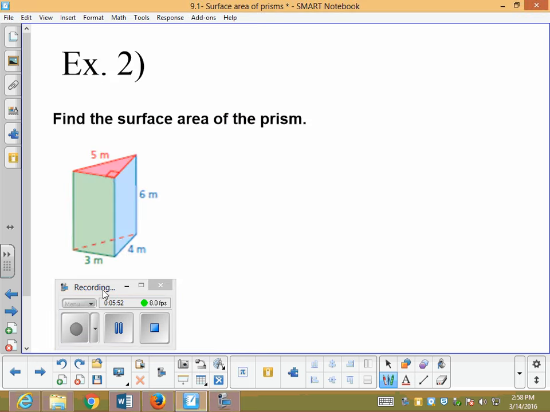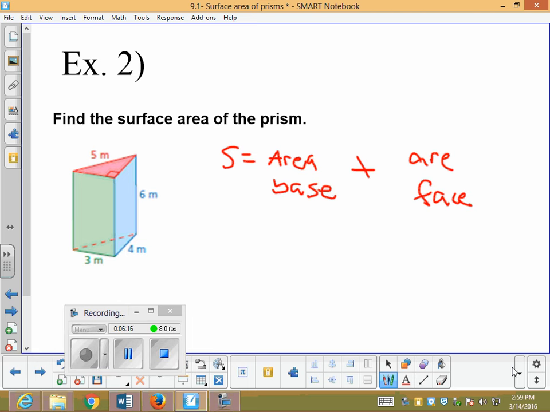Okay, so after you wrote down that formula, again, what was the formula? It was S equals area of base, plus area of what? Face. So it's always base and face. If you look at this prism, we have not a rectangular base anymore, but a triangular base. So you look at here and here, it's a triangular base. What we're going to do is find the area of that triangle. To find the area of the triangle, it's going to be 1/2. Remember in the last chapter, 1/2 base times height.